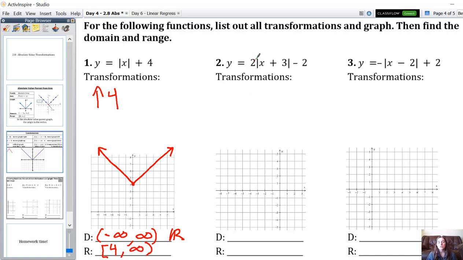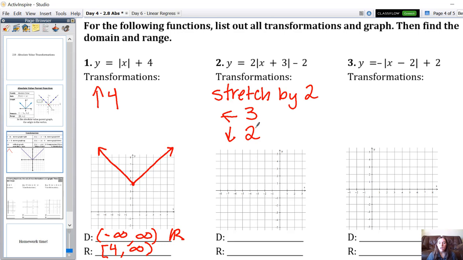Number 2, we have 2 times the absolute value of x plus 3 minus 2. So this 2 on the outside is telling me I'm going to stretch by 2 units. Stretch by 2. That's what's going to change our slopes. That's like our new slope. The inside tells us left or right. If it's plus on the inside, we're going to go to the left by 3 units. If it was minus on the inside, we would go to the right. And then if it's minus on the outside, we're going down by that number of units.